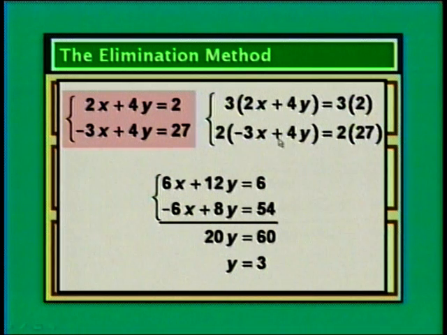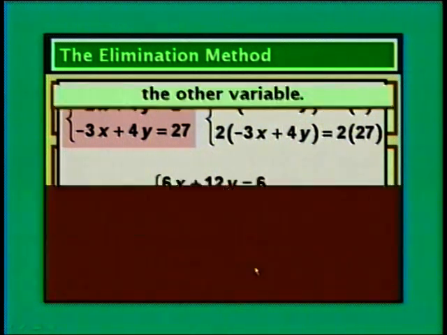I've chosen to go ahead and multiply both sides of the first equation by 3 and both sides of the second equation by 2 because when I do that, I have coefficients of 6 and negative 6 on the x terms, so when I add the respective sides of the equations together, x is eliminated. I'm left with 20y equals 60, so that tells me the y-coordinate of my solution is 3.